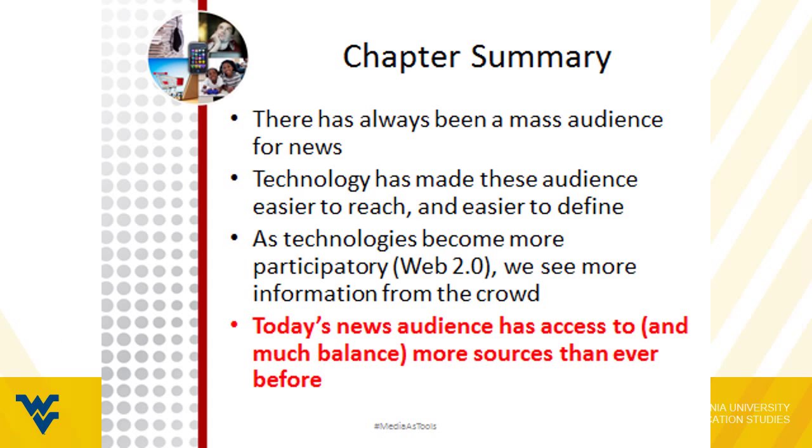So, chapter summary: there's always been an audience for news, and technology has made that audience easier to reach and easier to define. As technologies become more participatory, it's Web 2.0, we see more information from the crowd. And today's news audience has access to much more balance from more sources than ever before.